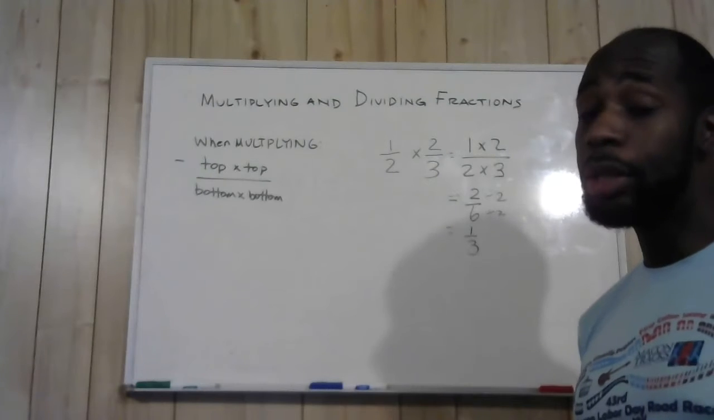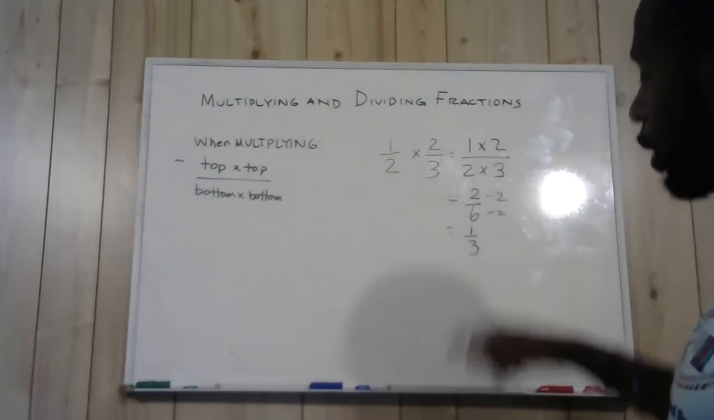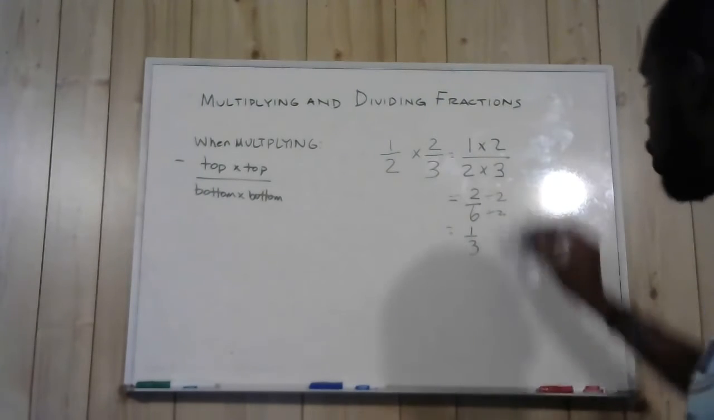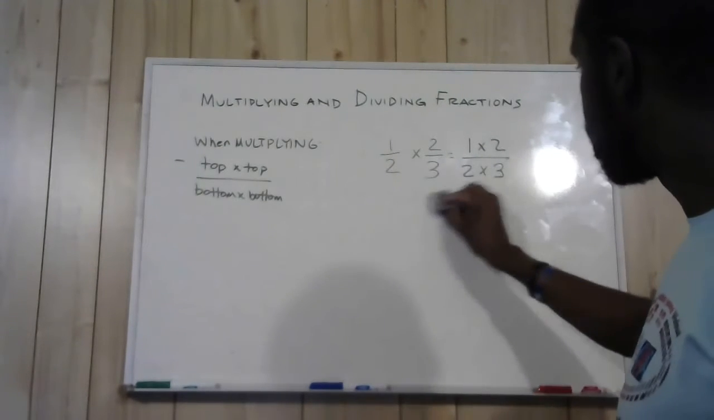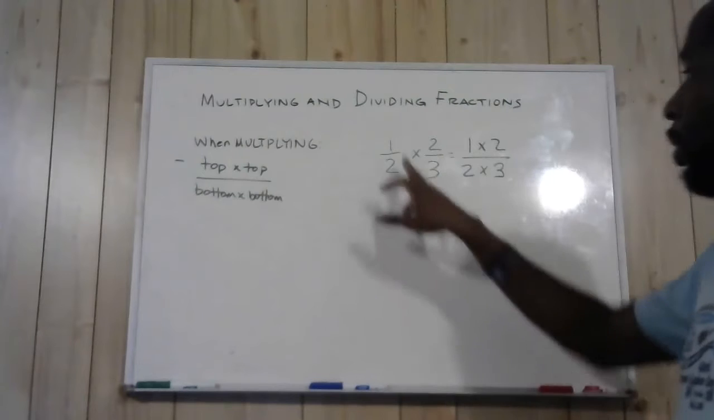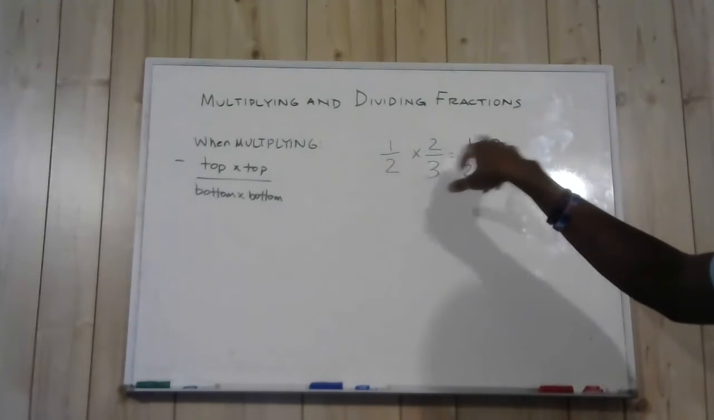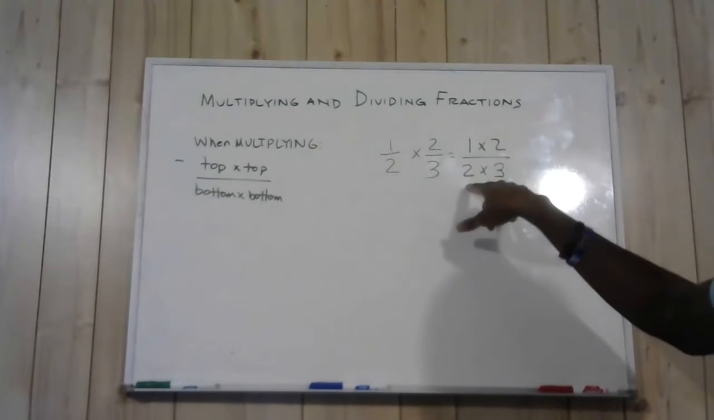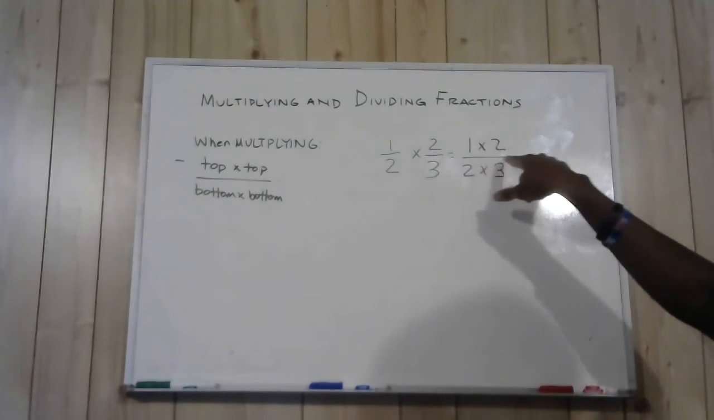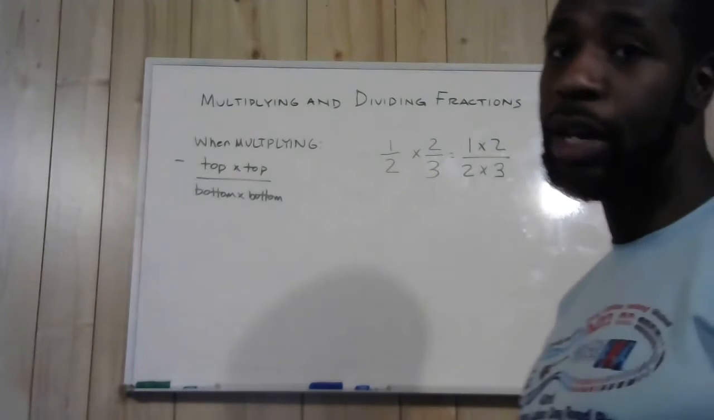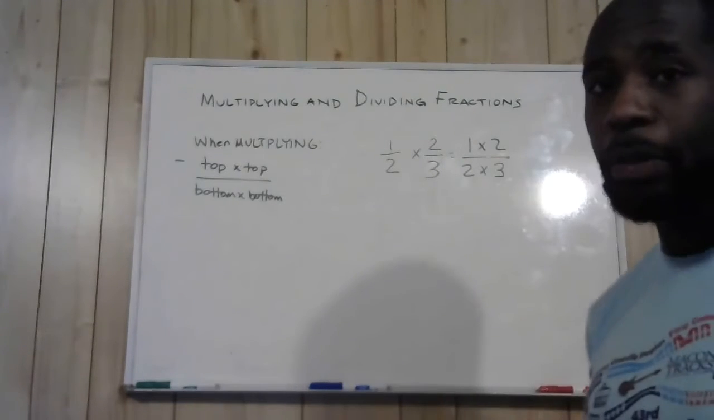Now, what you could have done is you could have reduced it up here before you even multiplied it out. 1/2 times 2/3 is the same as 1 times 2 over 2 times 3. Remember that the fraction line here is the same thing as a division sign, really. It's just like saying the top divided by the bottom.